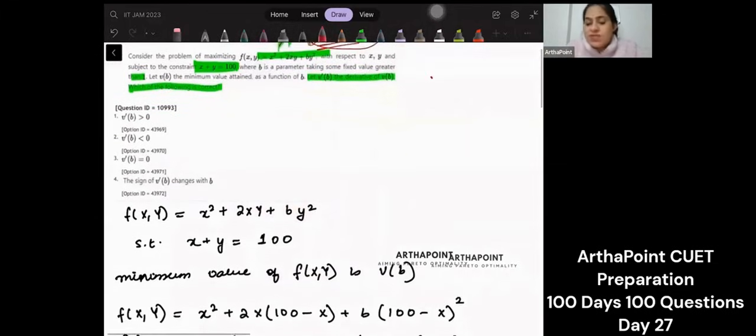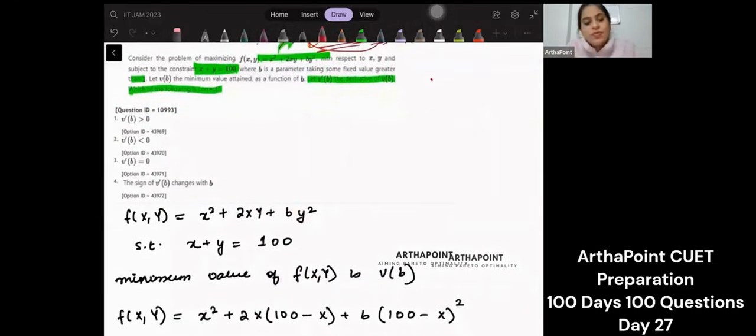So let's see what I can do. See, there are 2 ways to solve this question. Actually, 3 ways. Let me take you through all 3. The first one can be that you form a Lagrange, right? And when you go ahead and form a Lagrange, you say that this is my function.